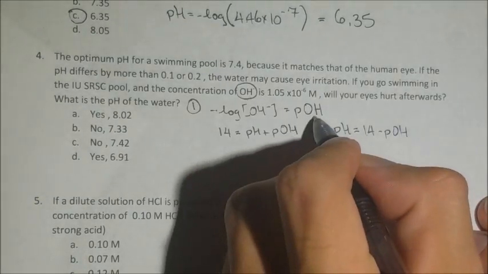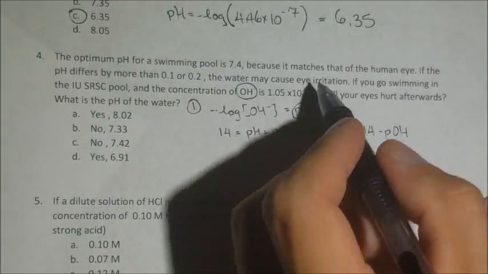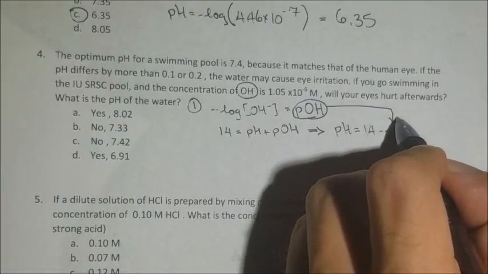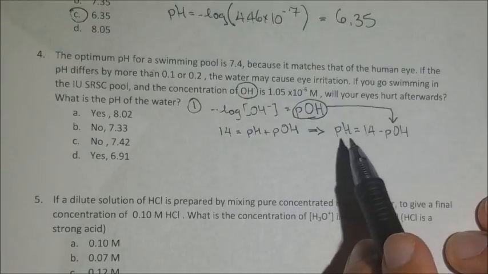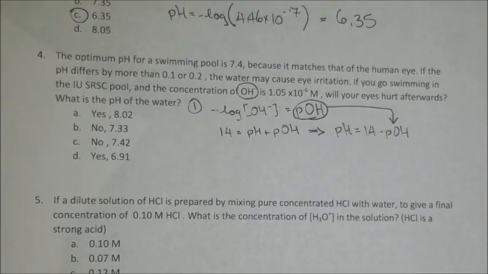And right here, our pOH we already found. That's just the negative log of this concentration. So we take that, and we plug it into here, and go 14 minus that number, and that's going to be our pH. And then, of course, we'll know whether our eyes will experience irritation, because we can then evaluate whether it's 0.1 or 0.2 pH units above or below 7.4.